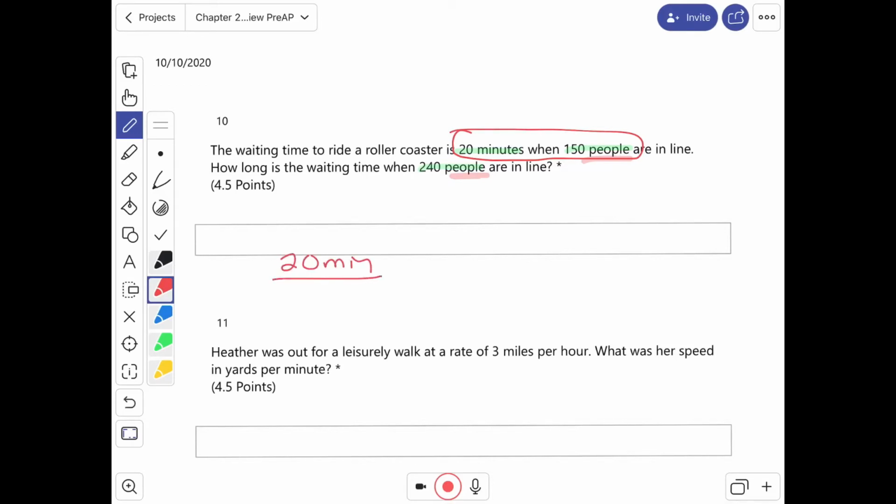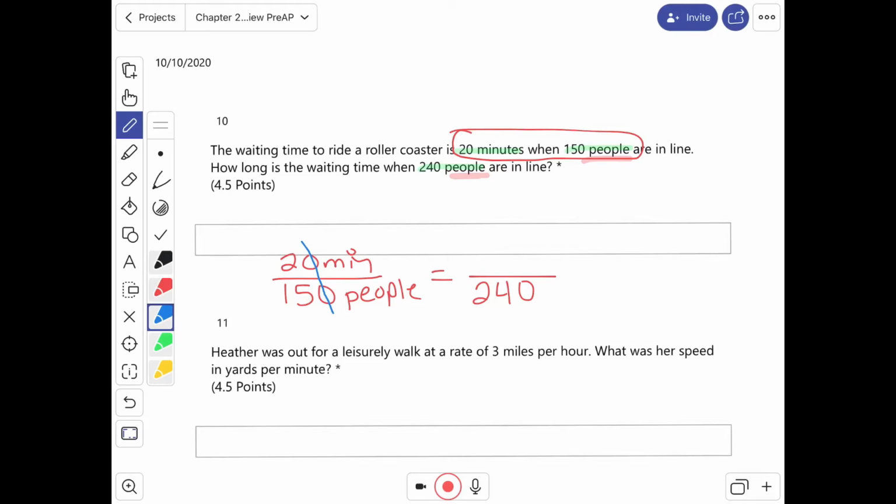20 minutes. And always be sure to label your proportions so that you don't mix up the numbers. So 240 people goes with the number on bottom. First, I look for a relationship. Can I do something to 150 to change it to 240? No, don't believe so. So could I simplify? Yes, both these numbers end in 0, so I could divide by 10, which is the same as canceling the zeros. So now I have 2 over 15.